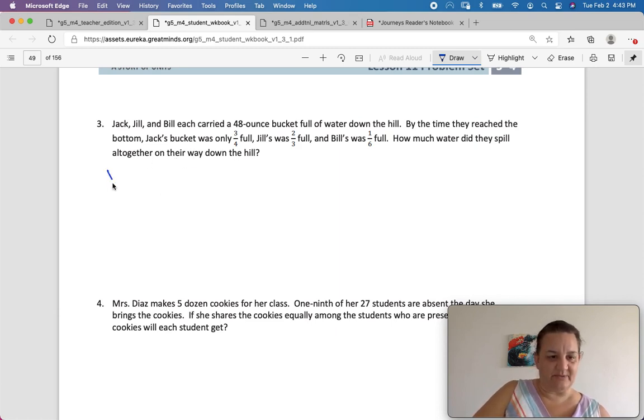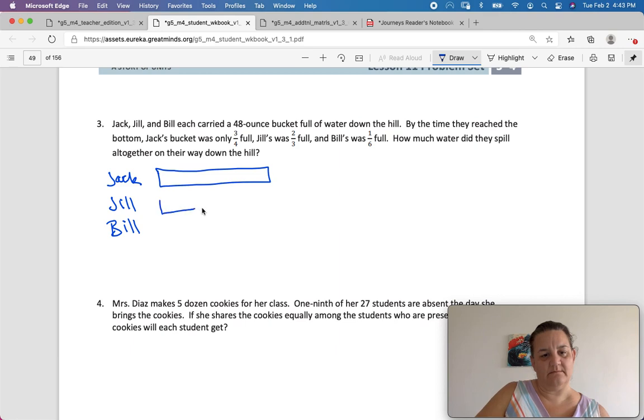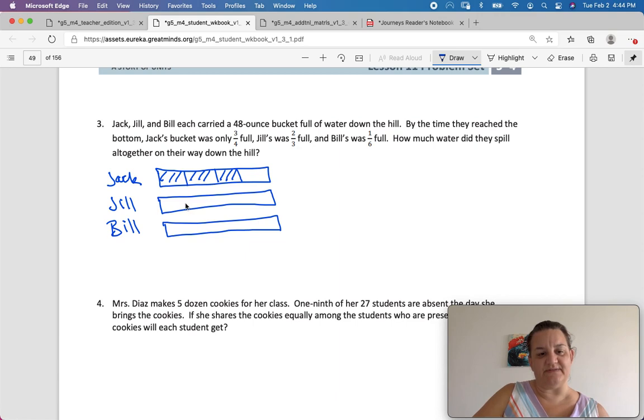So they each started, so I'm going to put Jack and Jill and Bill. They each started with 48 ounces. Assuming they filled it all the way to the tippy top. And by the time they reached the bottom, Jack's bucket was only 3/4 full. Okay. Jill's was 2/3 full. And Bill's was 1/6 full.